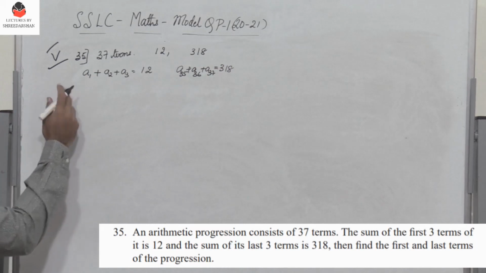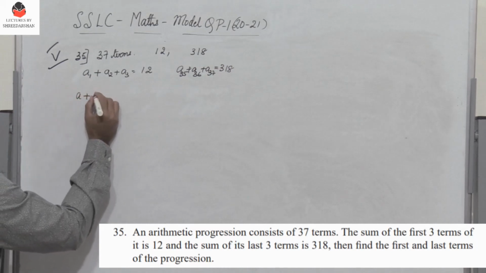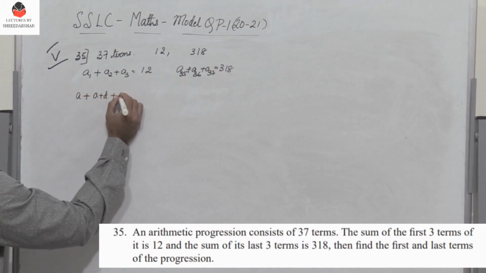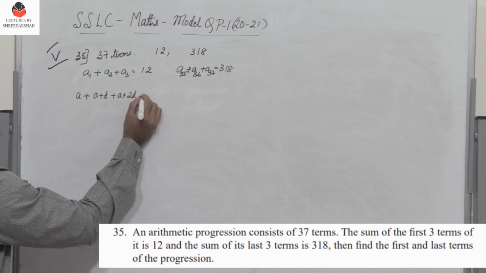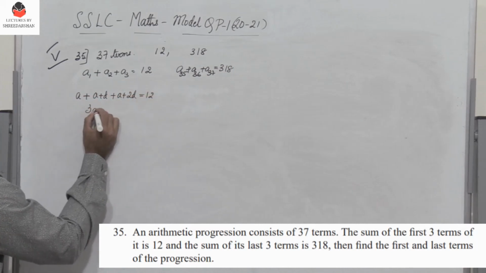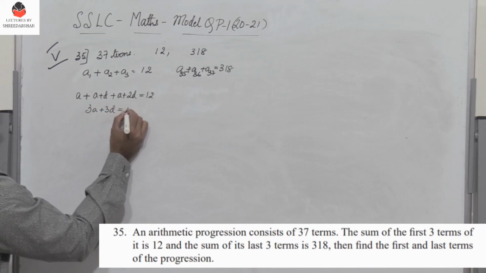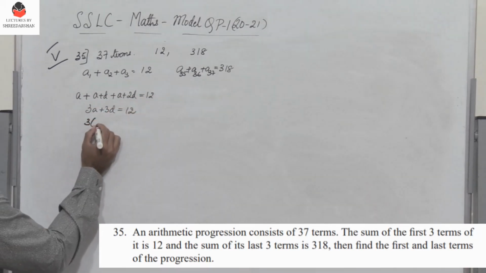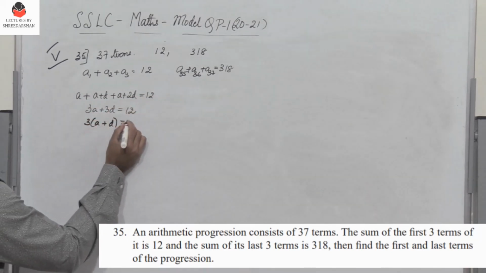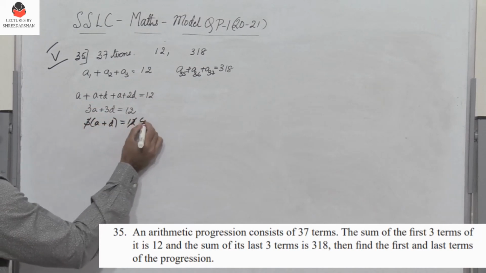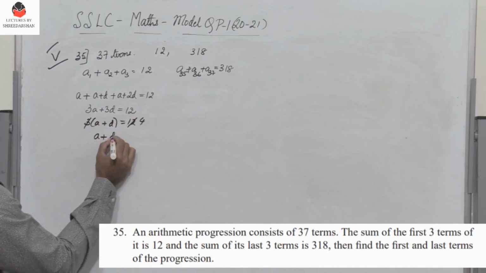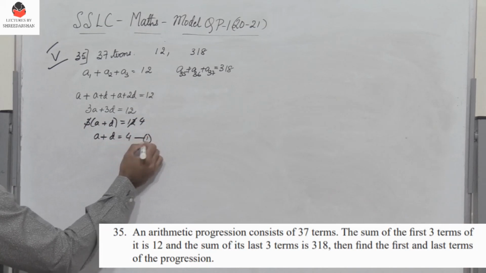Now what is a1? It is a. a2 is a plus d, a3 is a plus 2d, and the sum equals 12. So 3a plus 3d equals 12. I take 3 common, a plus d equals 12 divided by 3, I cancel it, I get 4. So a plus d equals 4. So this is one equation.